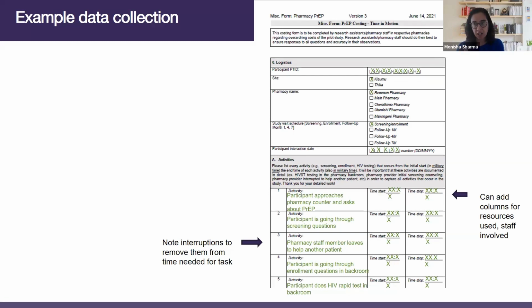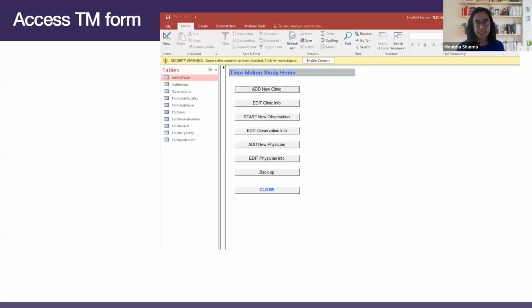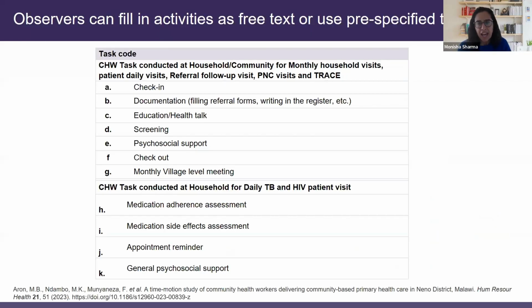And you can also add columns to this. So in addition to the time, you can add a column for the resources used or the staff involved. And so you can, for example, do a blood draw and then write down all the resources used for that task. And then this is another time and motion form. And often, as a time and motion observer, you can write down pre-test counseling, HIV test, and post-test counseling, and write down your own activity codes.